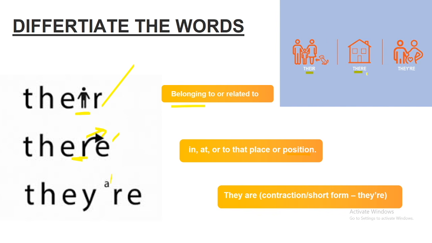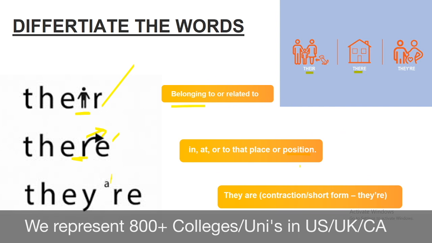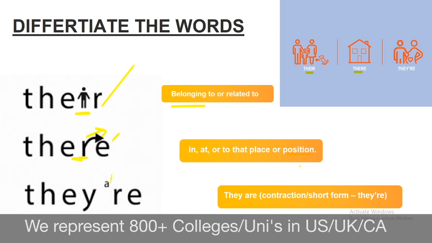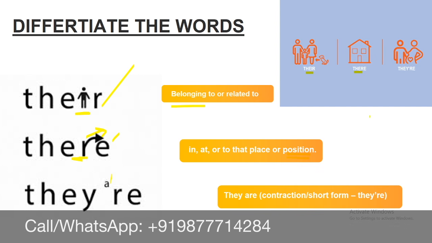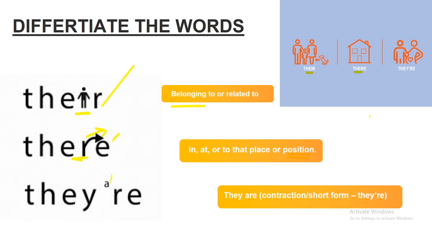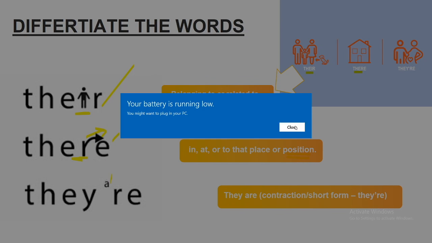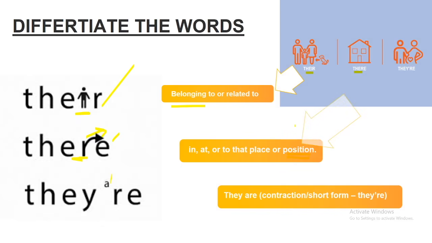There is a house across the street. So we are saying एक घर है street के उस पार. So we are showcasing the position. So there is a house. So this is belongingness, and this is position, and they're.